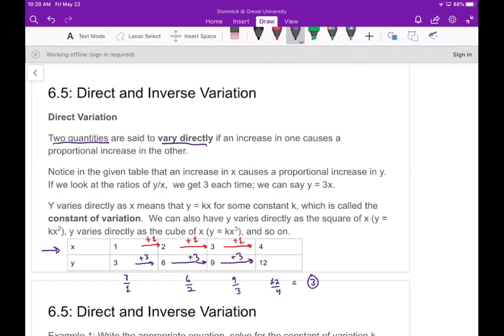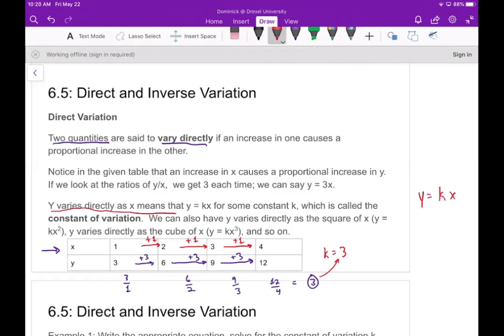So if we say, for example, that y varies directly as x, that means that y is equal to k times x for some number k, right? And of course, in this case, that number k is 3, because that's what you get when you look at y over x each time, right?